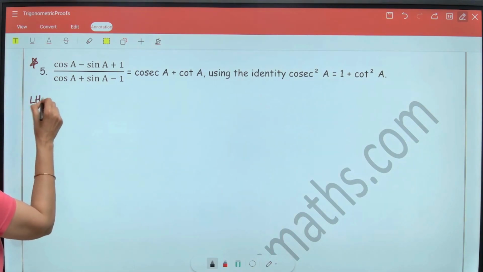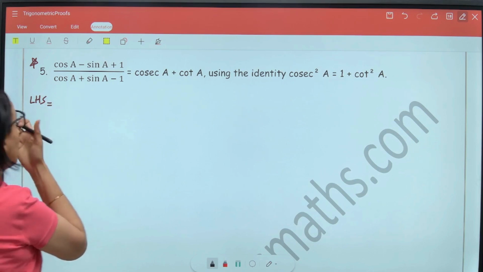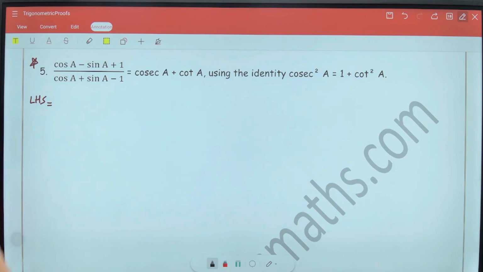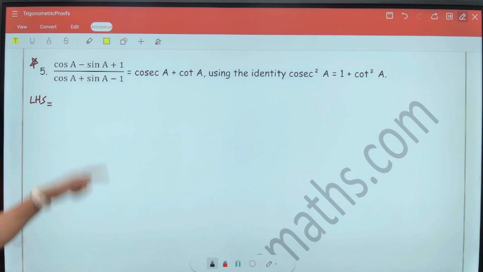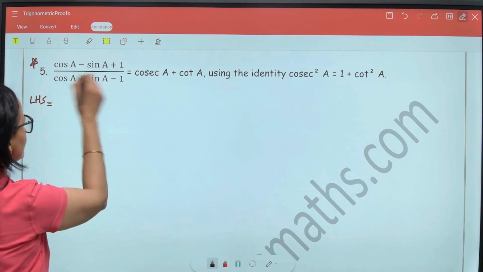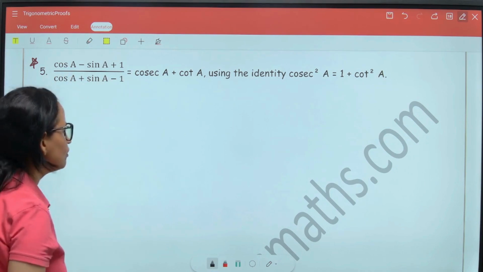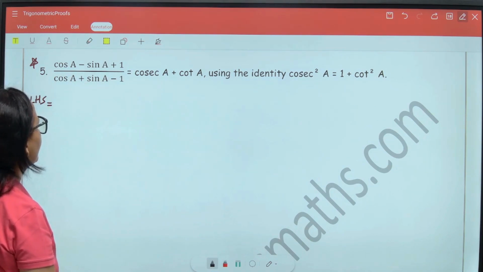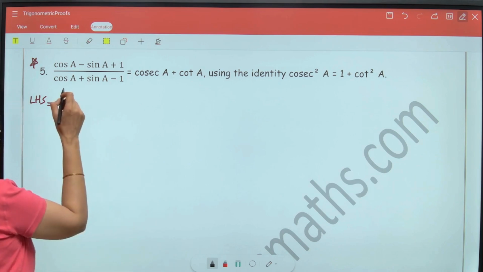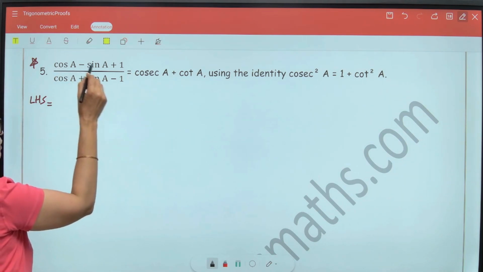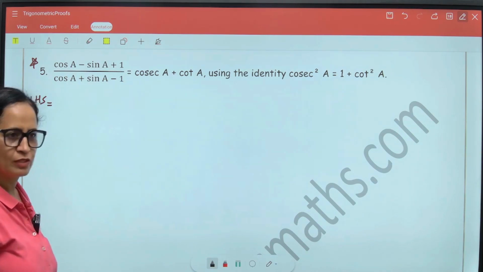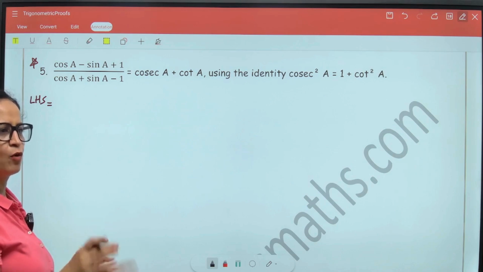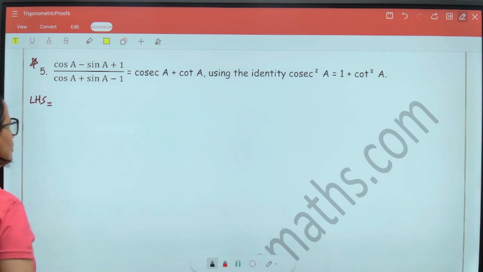We start from the left hand side. On the left side we have cos and sin, but we need cosec and cot. What is cosec? Cosec is 1 by sin and cot is cos by sin. So if I divide all the terms of the numerator and the denominator on the left side by sin A, cos by sin will give me cot, sin by sin will become 1, and 1 by sin will give me cosec. So somehow I will start getting cosec and cot, and then I will see how to simplify further.